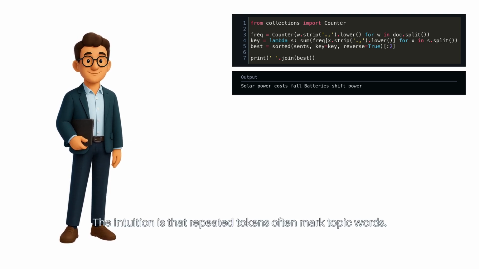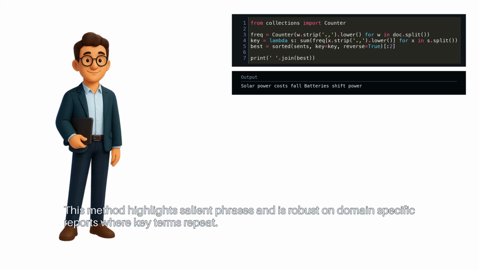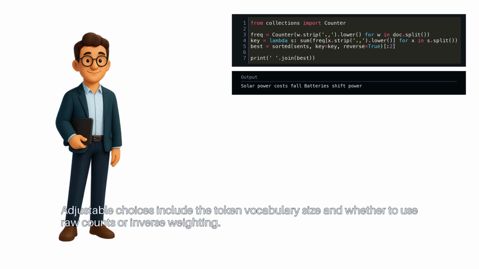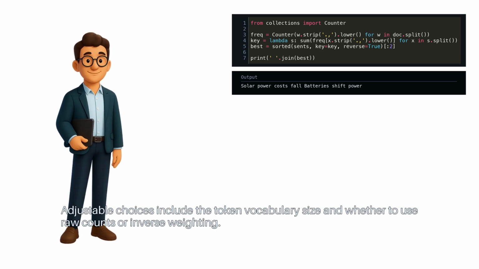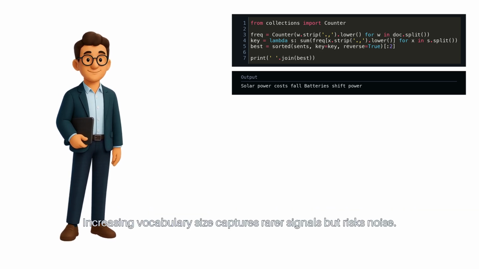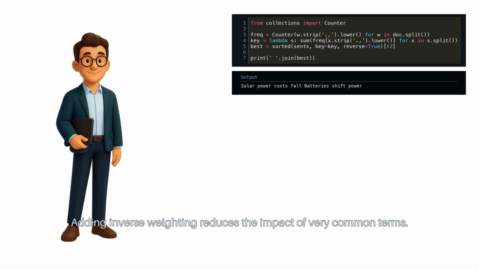The intuition is that repeated tokens often mark topic words. This method highlights salient phrases and is robust on domain-specific reports where key terms repeat. Adjustable choices include the token vocabulary size and whether to use raw counts or inverse weighting. Increasing vocabulary size captures rarer signals but risks noise. Adding inverse weighting reduces the impact of very common terms.